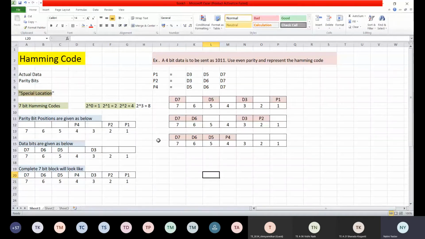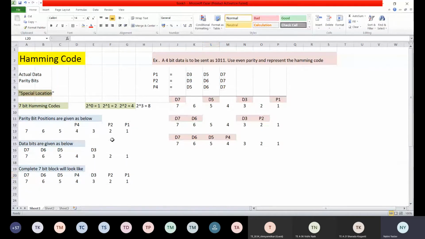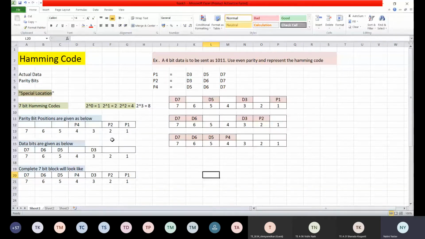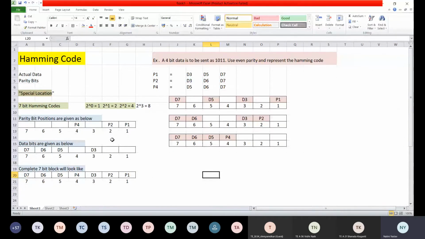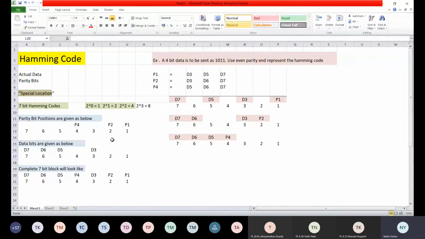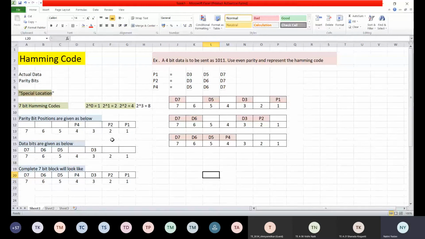Then I am supposed to leave the next bit. The bits at positions 8, 9, 10, 11 will be left. And which bits will be considered now? 12, 13, 14, 15. So 4 consecutive bits to be considered, 4 consecutive bits to be left.